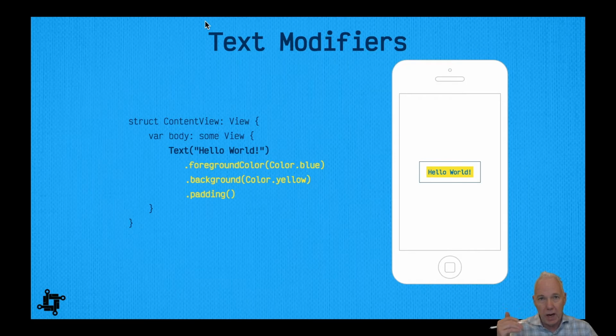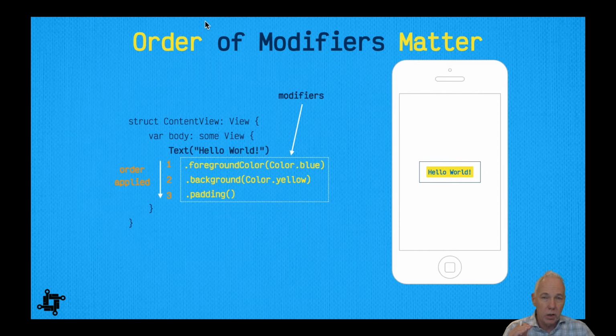So again, we did these modifiers, and one of the key things about modifiers is that the order that you apply them does matter, because you keep moving up the chain when you go from view to view to view all the way up to the parent. So what this is saying is that we start with a text view. That becomes our lowest level view. And then as we move up, we say, well, we're going to add a foreground color. Great. Now we're going to add a background color. Great. Now we're going to add padding to that. And that order is what created this over here.